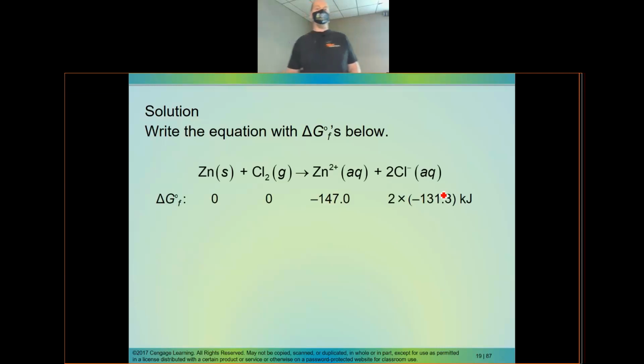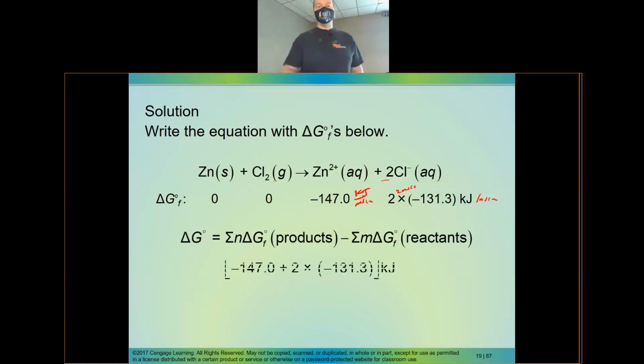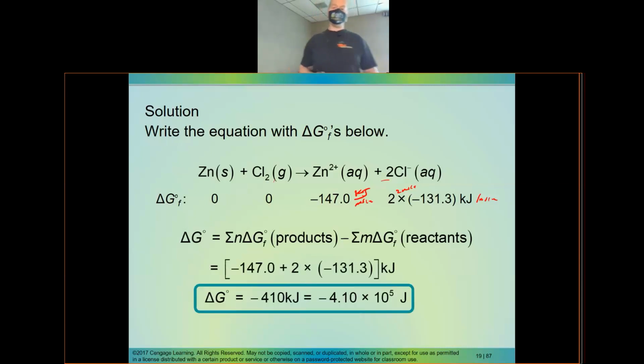All right, and so when we look up our delta G values, elements in their natural state are zero, so your zinc solid is zero, your chlorine gas is zero. The zinc plus 2 is negative 147.0, and this is in kilojoules per mole. And there's, of course, 1 mole, so we have negative 147.0. All right, and when you look up the chlorine's delta G, it is negative 131.3 kilojoules per mole. We have 2 moles in our balanced chemical reaction. And then we take our products minus reactants, and they already told us that we're going to get a negative delta G, and we get a very negative delta G. When you take your products minus reactants, you get negative 410 kilojoules.